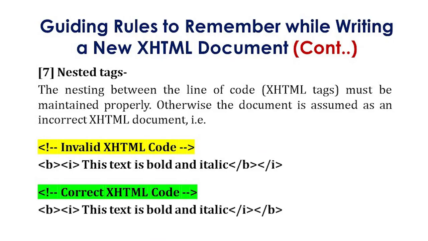So the next rule is nested tags. We always try to make proper nesting. The nesting between the XHTML tags must be maintained properly, otherwise the document is assumed to be an incorrect XHTML document. Sometimes we follow a linear approach, but XHTML dictates that we must nest tags at the time of coding.